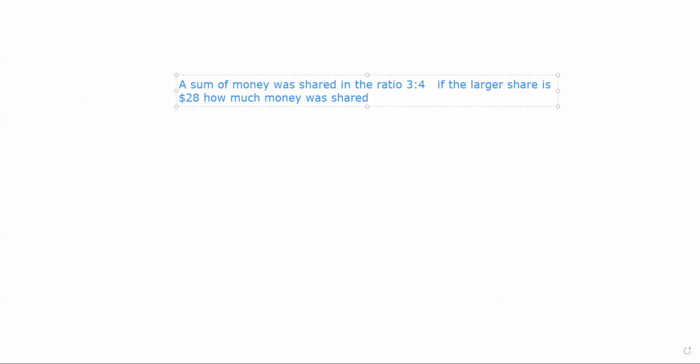All right, so you can do that one, guys. What's the total money that was shared? A sum of money was shared in the ratio 3 to 4. If the larger share is $28, how much money was shared?